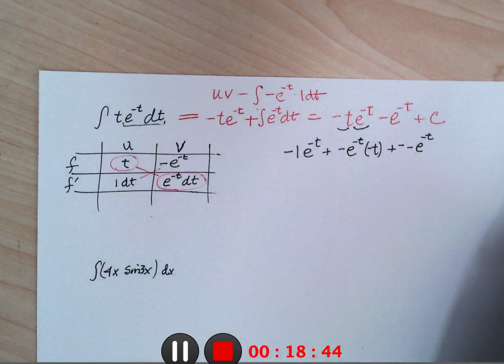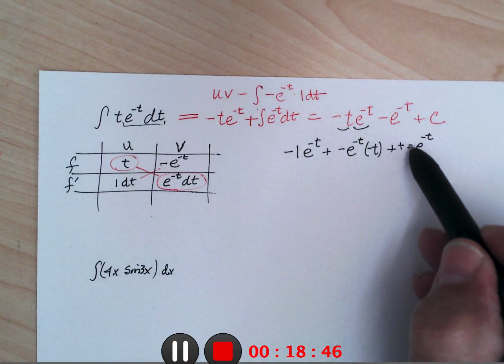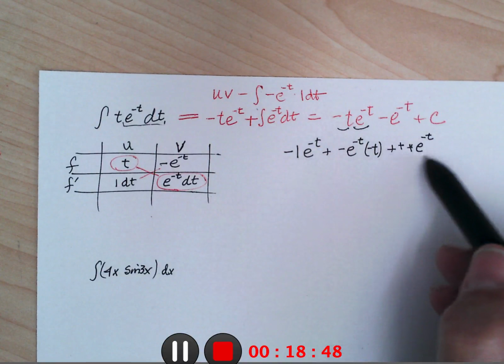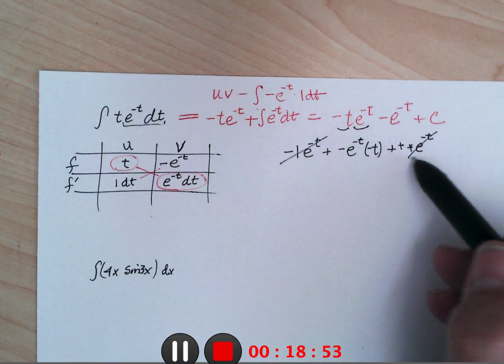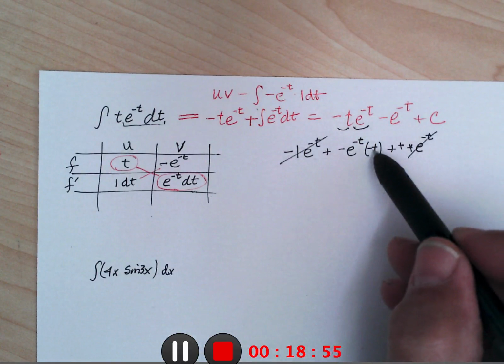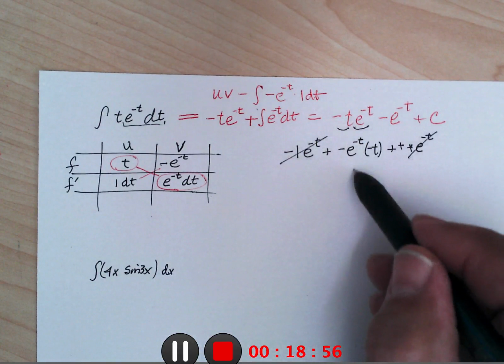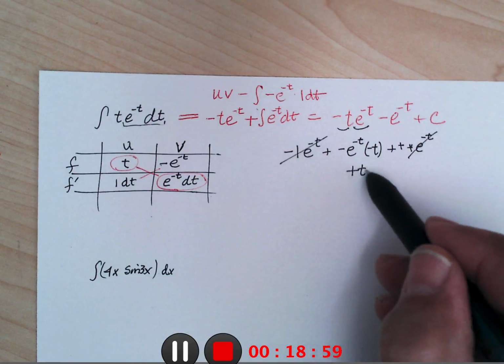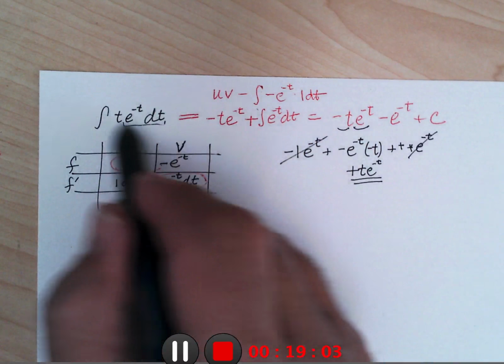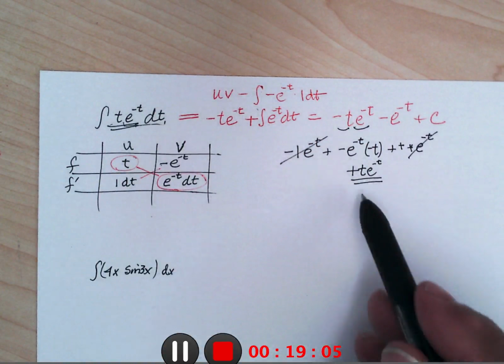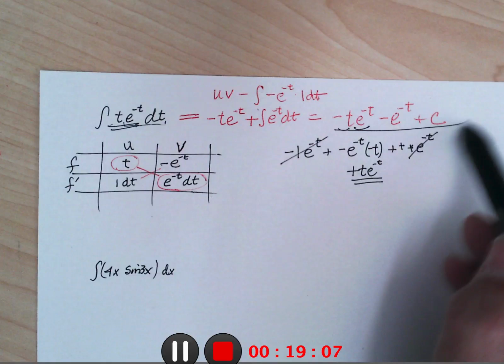So this turns out to be plus e to the t. This is minus e to the t. Those two cancel, and we get minus and minus. That's plus t e to the negative t, which is what we were trying to find the antiderivative of. So this would be the antiderivative of that.